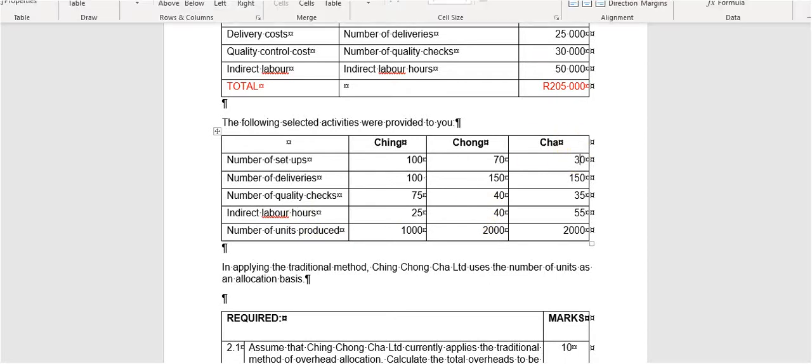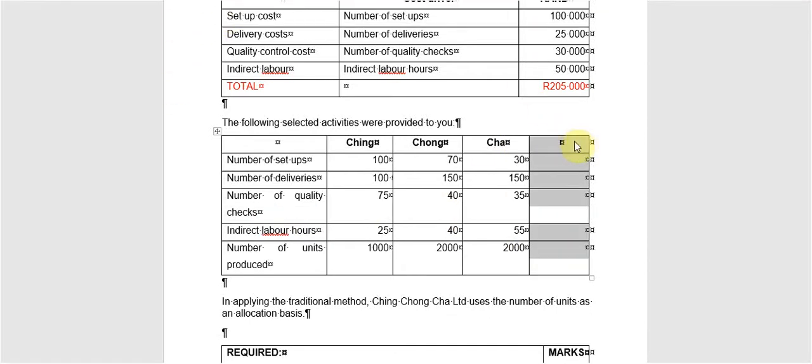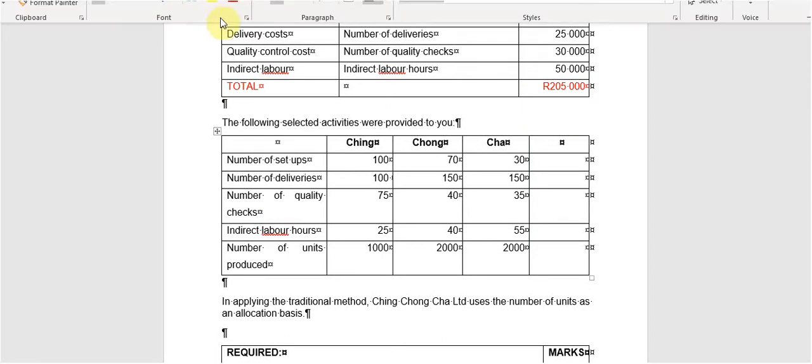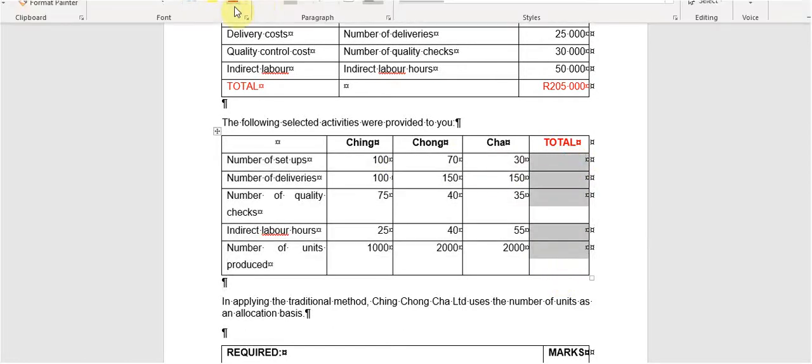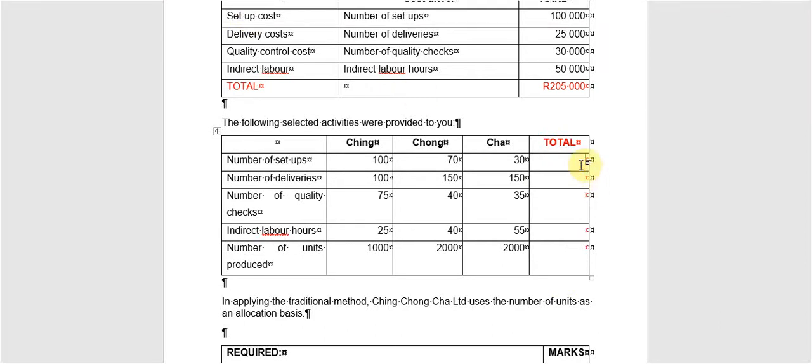All right, so then I am also going to add a total column here. Again, they did not give you the totals. They are trying to catch you out. So you need to add up and have an answer to the total for the cost drivers and the way they have been allocated. So it's 100, 170 plus 30. That should give you a total of 200 setups. 150 and 150 is 300, so another 100 should give you 400 deliveries.